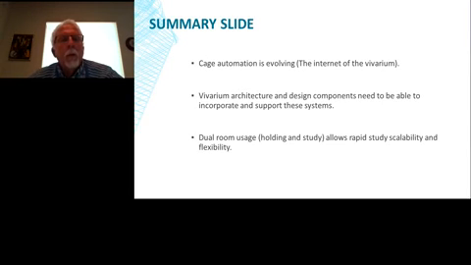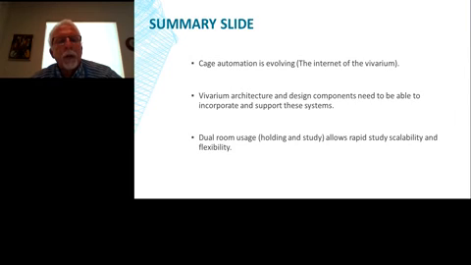So what we can say in our summary slide here is that cage automation is evolving. It is the internet of the vivarium, I would like to say. I think we're starting toward that. We're nowhere near it at this point, but we're doing baby steps, and one of the first baby steps is this cage technology, and looking toward moving in that direction.